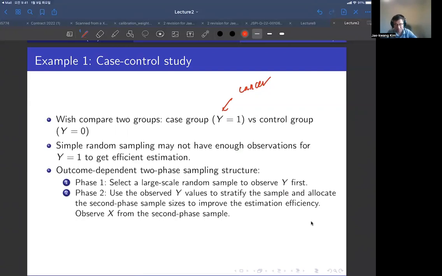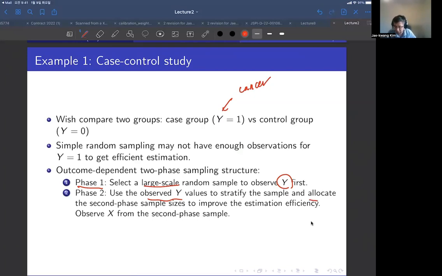So the outcome-dependent two-phase sampling structure is that we have a two-phase structure where in phase one, we have a random sample, a large-scale survey sample, and observe y first. And then in phase two, using the observed y values, we stratify the sample and allocate the second phase.